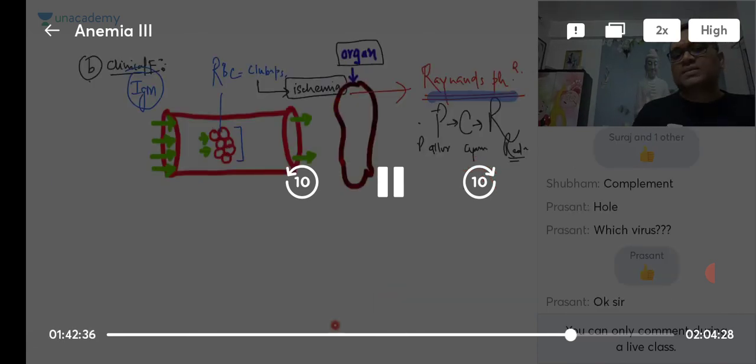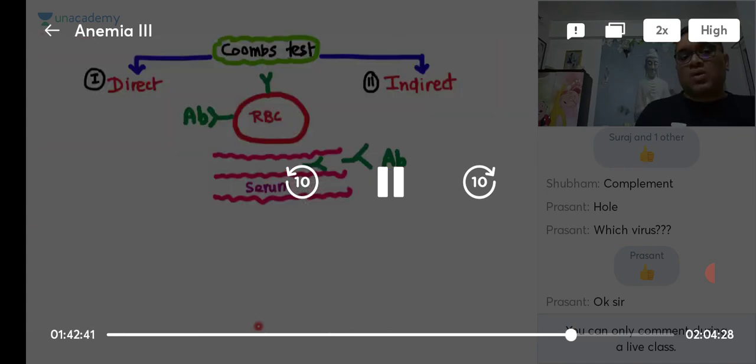So immunohemolytic anemia is done. What is remaining? How are you going to confirm immune hemolytic anemia? It can be confirmed by the Coombs test, right? So the Coombs test is used for confirmation of autoimmune hemolytic anemia diagnosis. Now understood? So autoimmune hemolytic anemia will be confirmed by the Coombs test.